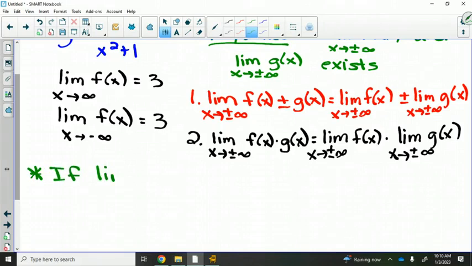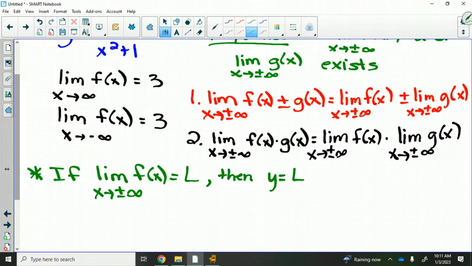If the limit of f of x as x approaches plus or minus infinity, and then the way that it's written in the technical theorem, they put equals L. And what they mean by that is it equals some number. So they're saying that it exists and it equals a constant. So if we find our limit and we get an actual answer to it, then y equals L is a horizontal asymptote.